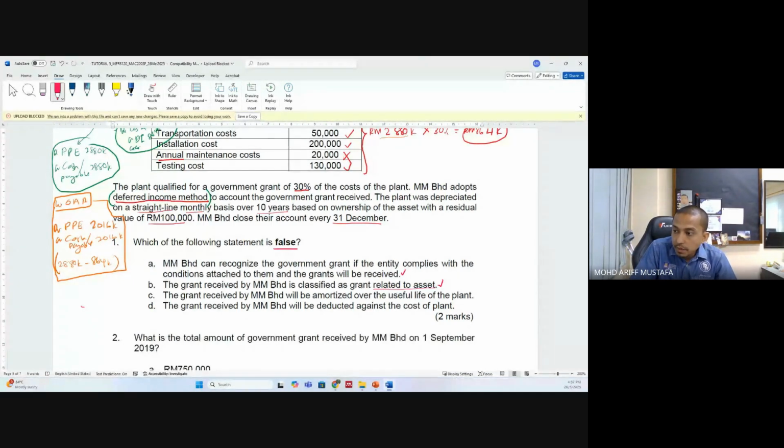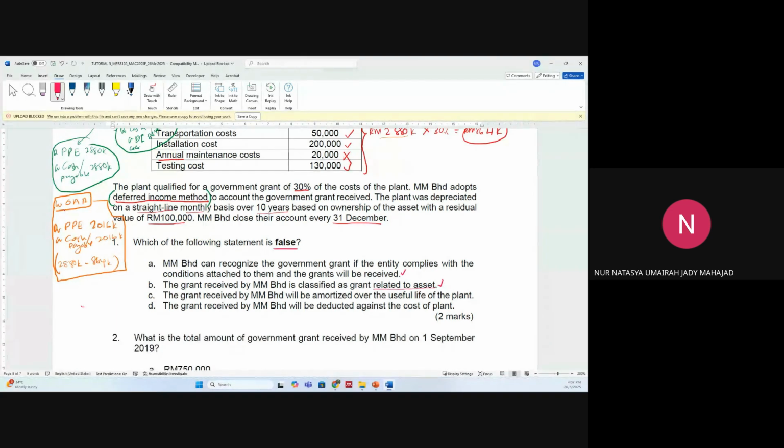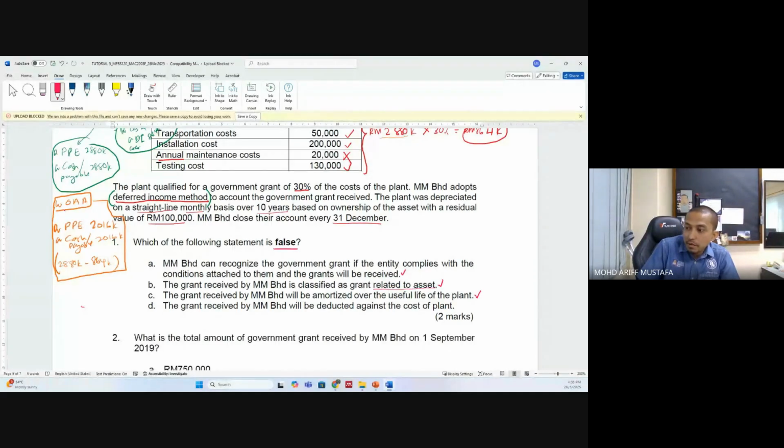The grant received by Berhad will be amortized over the useful life of the plant. Betul ke? Betul. And the last one, the grant received by Berhad will be deducted against the cost of the plant. Betul juga kan ni? So which one is the accurate answer, guys?